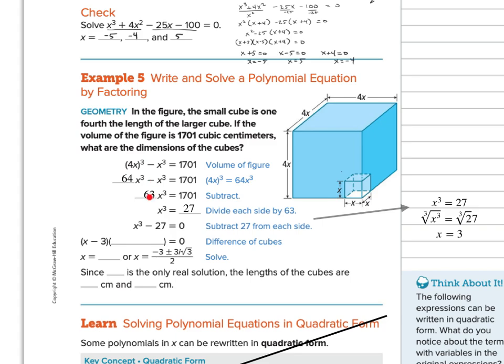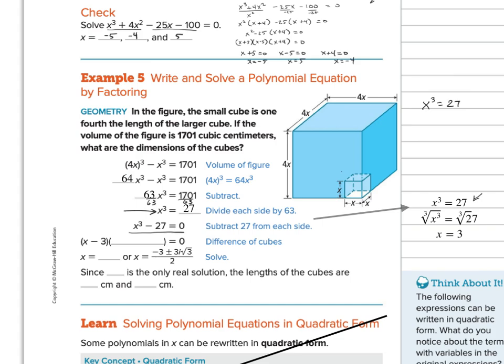Combining like terms, we have 63x cubed. Could we divide both sides by 63 at this point in time? It's possible. And then we find out that x cubed is 27. And so there we go. We did the inverse operations. I would say let's just stop here real quick. x cubed equals 27.